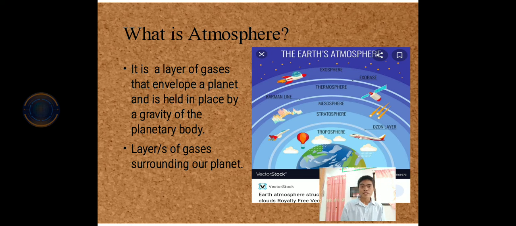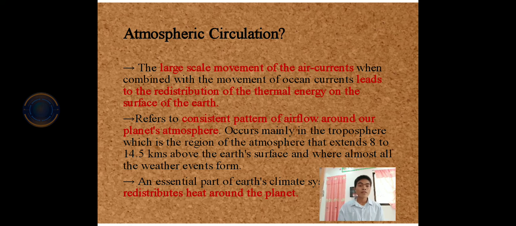So by the way, what is atmosphere? Atmosphere is a layer of gases that envelop a planet and is held in place by the gravity of the planetary body. Layers of gases surrounding our planet. Look at the illustration. So atmospheric circulation is the large-scale movement of air currents. It leads to the redistribution of thermal energy on the surface of the earth. Thermal energy refers to the release or emission of heat. It is a consistent pattern of airflow around the planet's atmosphere. It is an essential part of Earth's climate system because it redistributes heat around the planet.